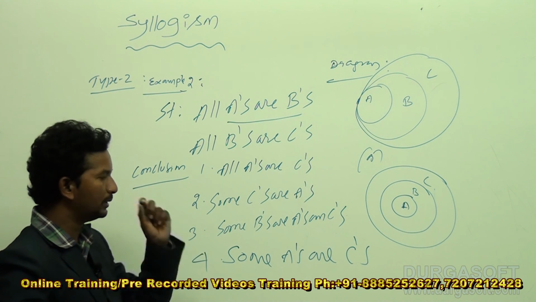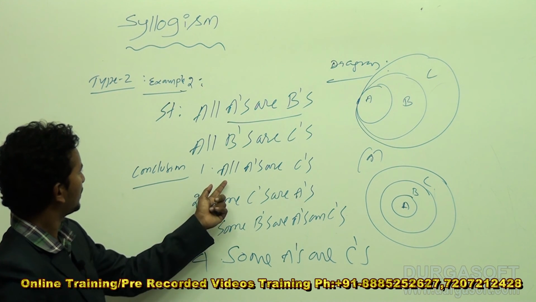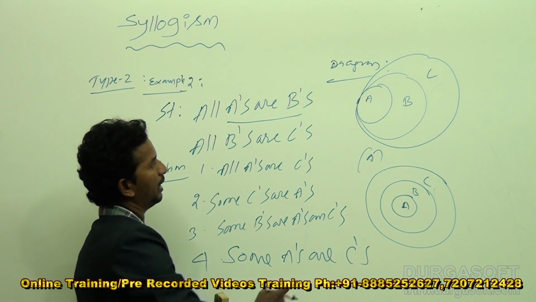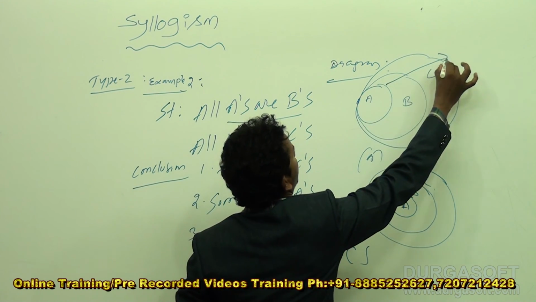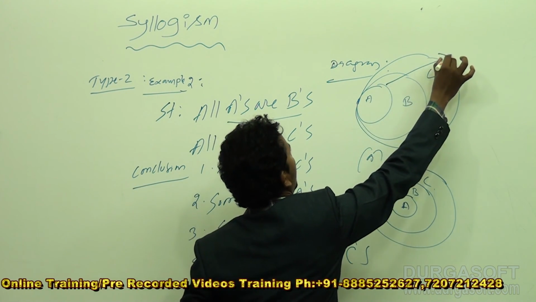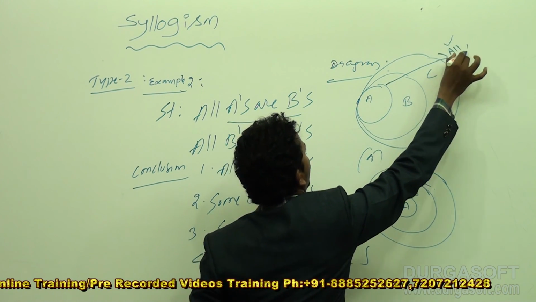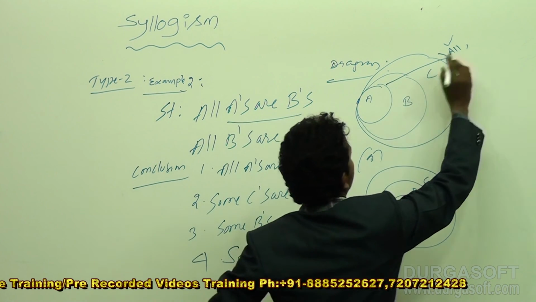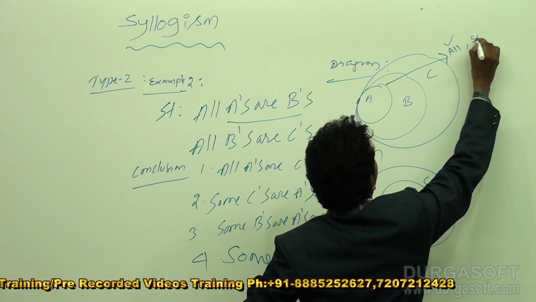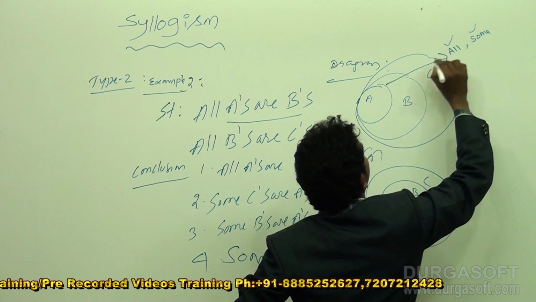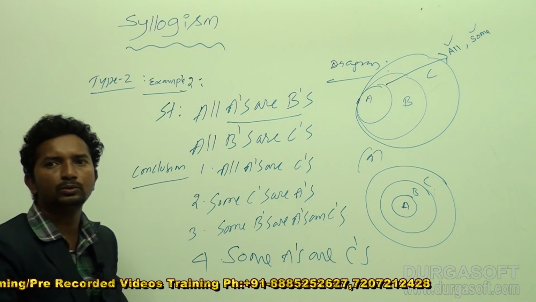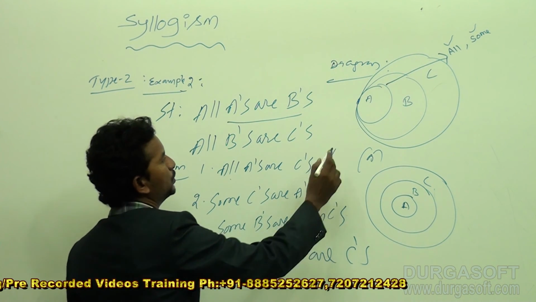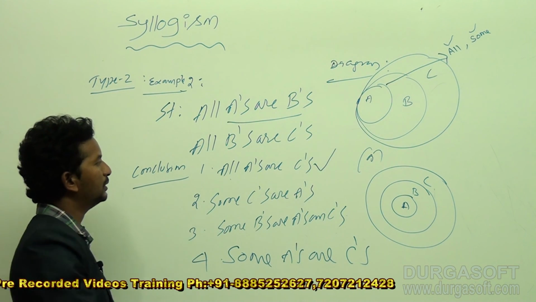Now coming to this one, see here, all A's are C's. I am going through all the diagrams. This is true: all A's are C's. And also some A's are C's here. Some also follows here. Some is also true. So that's why all A's are C's. This is true.